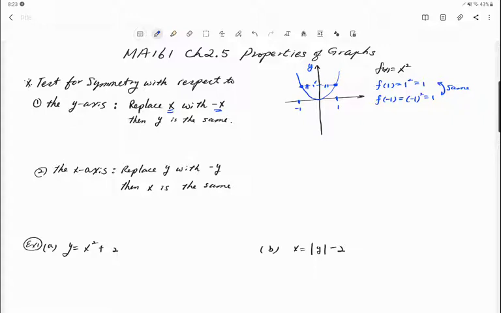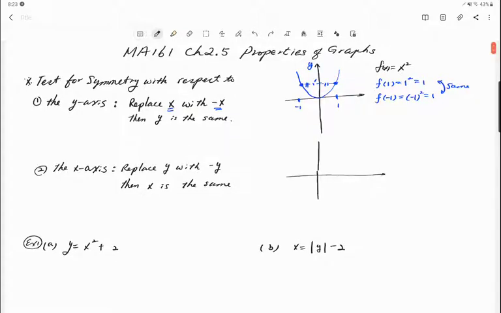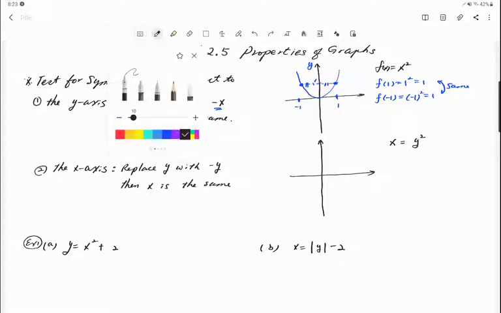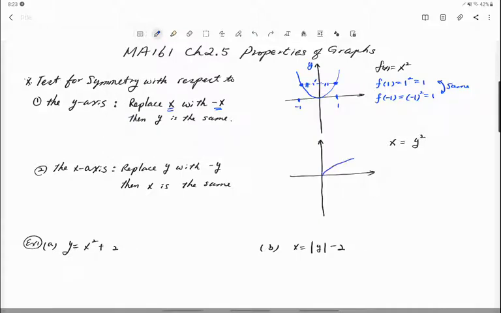Okay, how about symmetry with respect to the x-axis? For example, for the x-axis, let's use something like this: x equals y squared. And this graph is this. This is x and y.